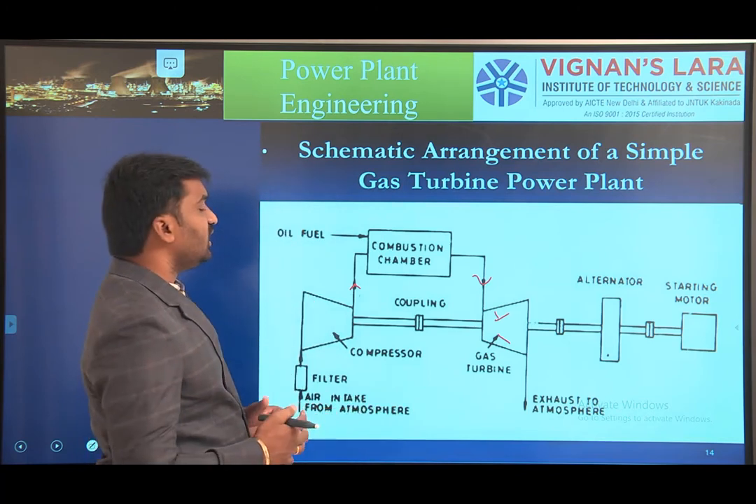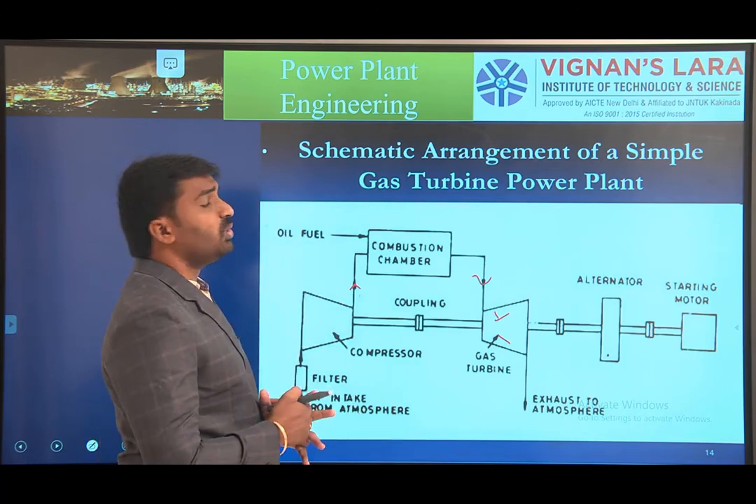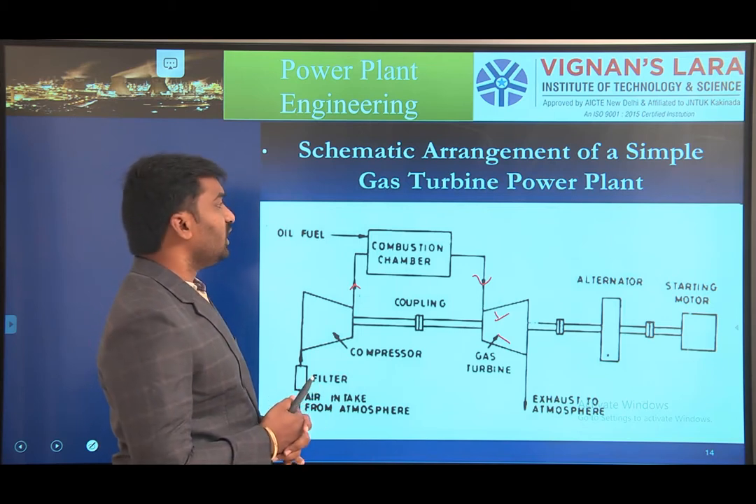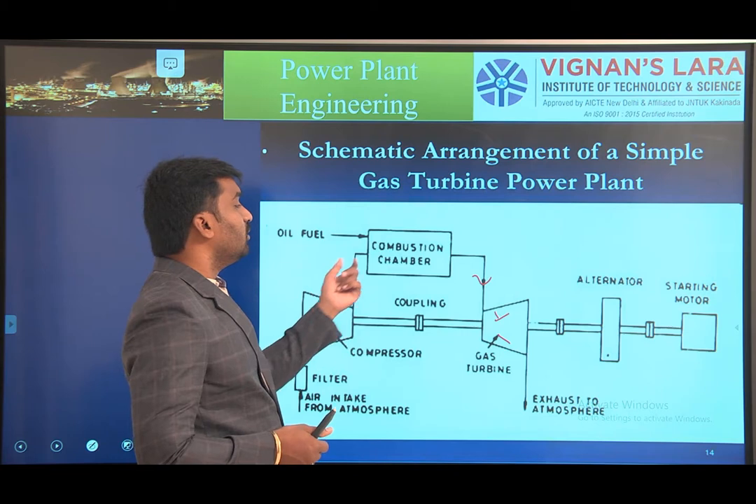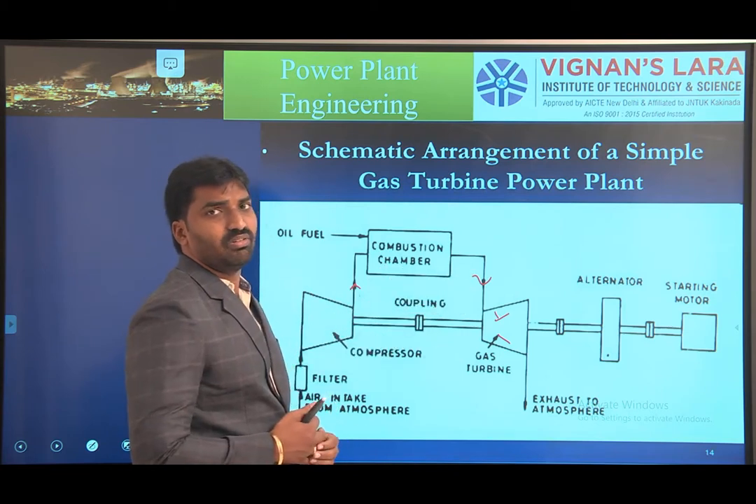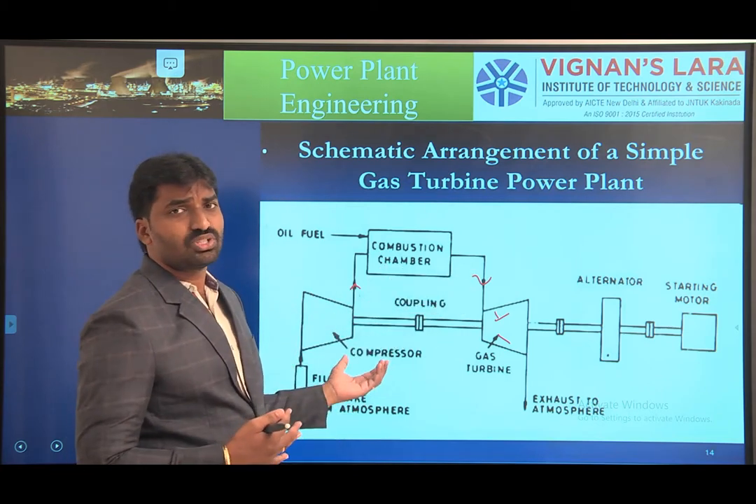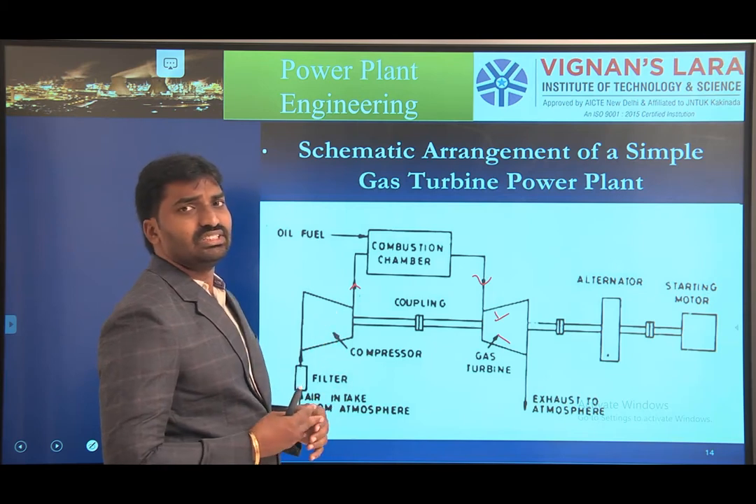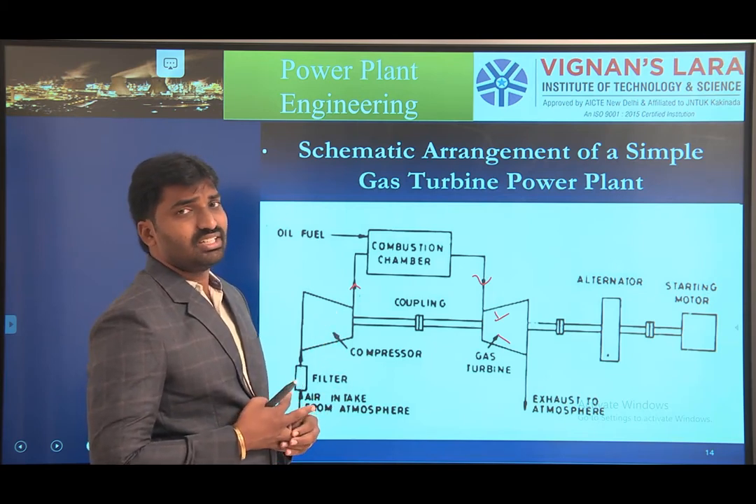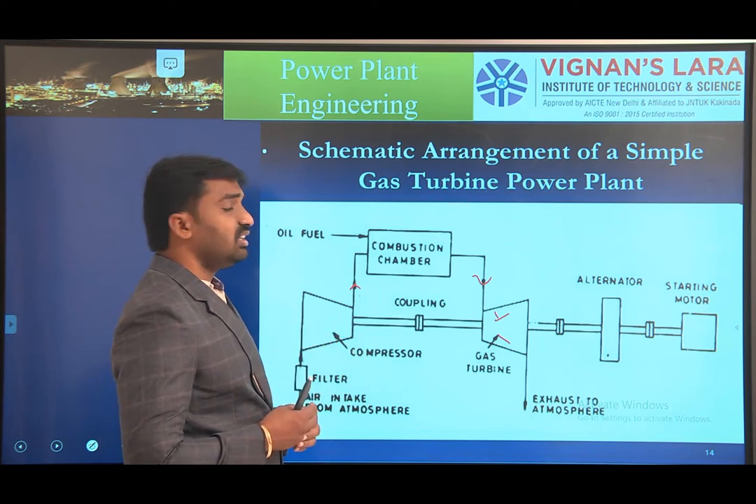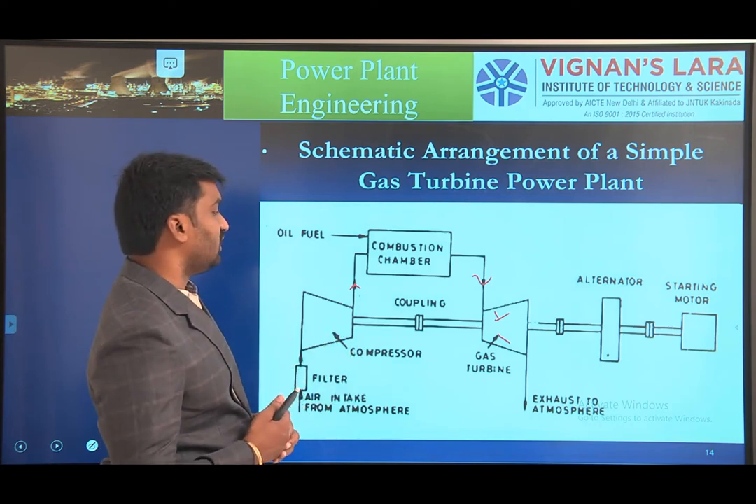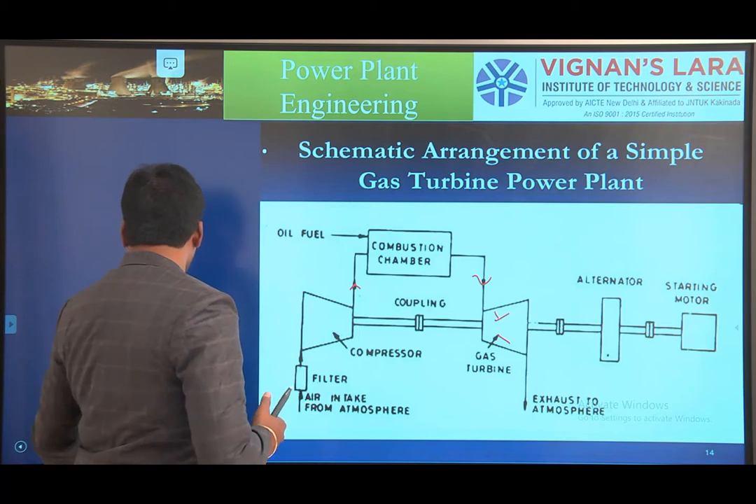Okay. So in a gas turbine power plant, one more disadvantage is also there. The compressor is also operated using the generated power. So that is also one of the main reasons for lower efficiency when compared to other systems, because most of the power generated is used for the compression work of the compressor here. Okay.